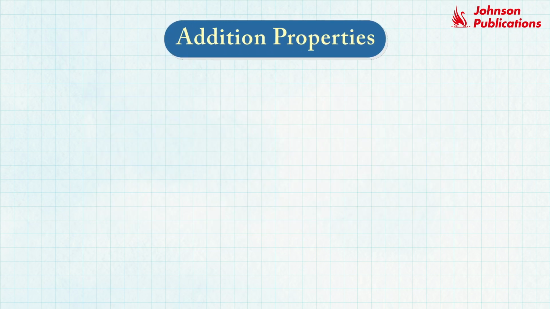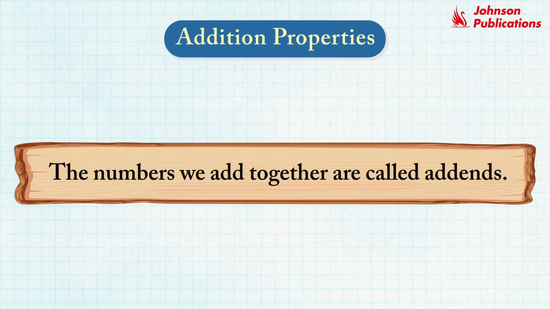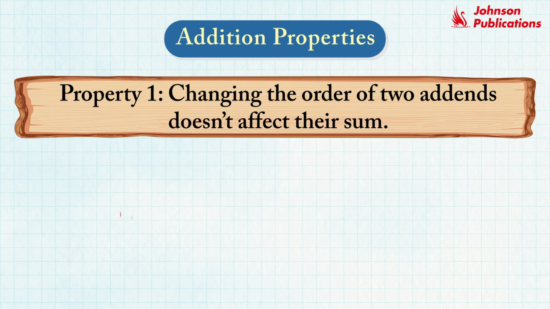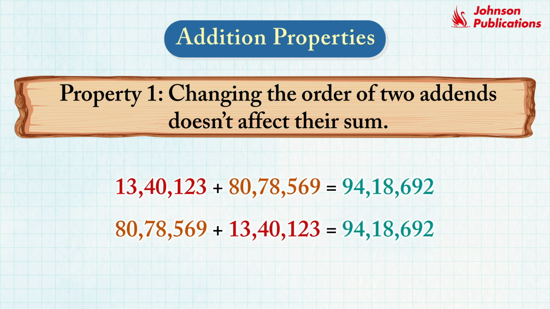Addition properties. The numbers we add together are called addends. Property 1. Changing the order of two addends doesn't affect their sum. For example, observe the calculation of these two larger numbers here. Remember, if we interchange the order, the sum remains the same.